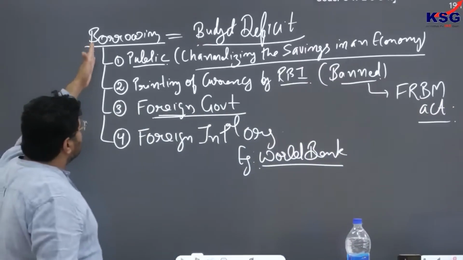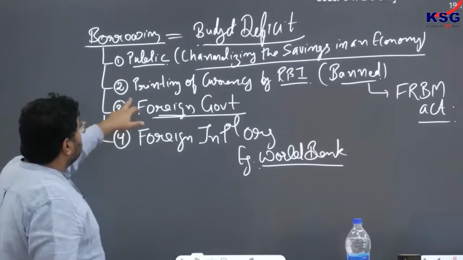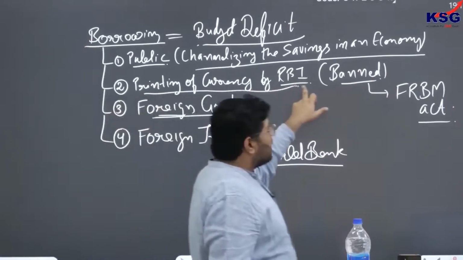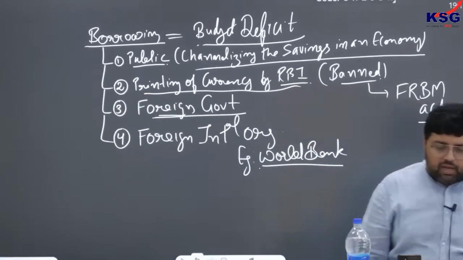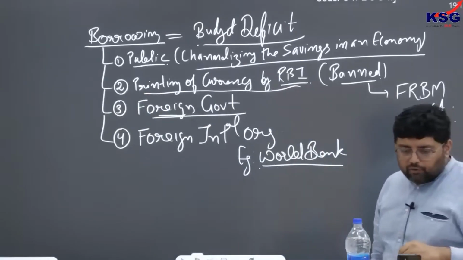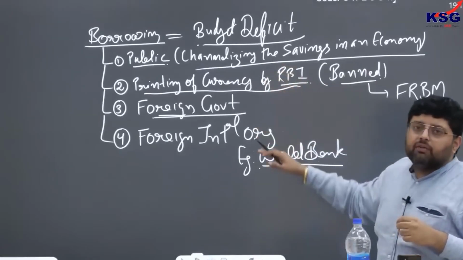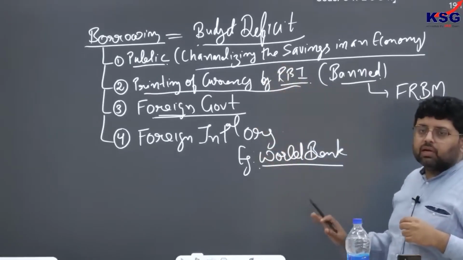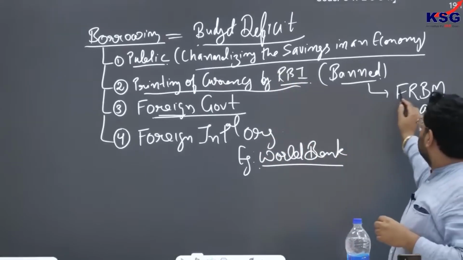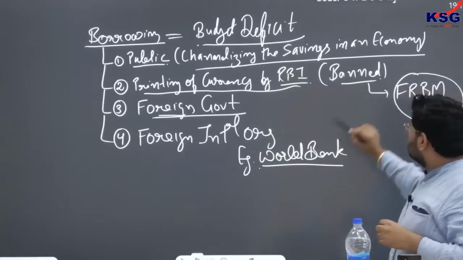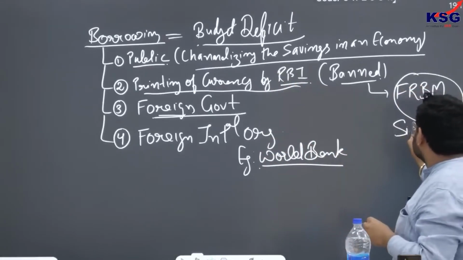So you must know the source of borrowing. Okay, but if a question is asked in general, that from where we can take the borrowing, so you have to tell that we have 4 choices, but out of that the second choice is banned, that is by the FRBM Act. Okay, and this is banned since 2006.